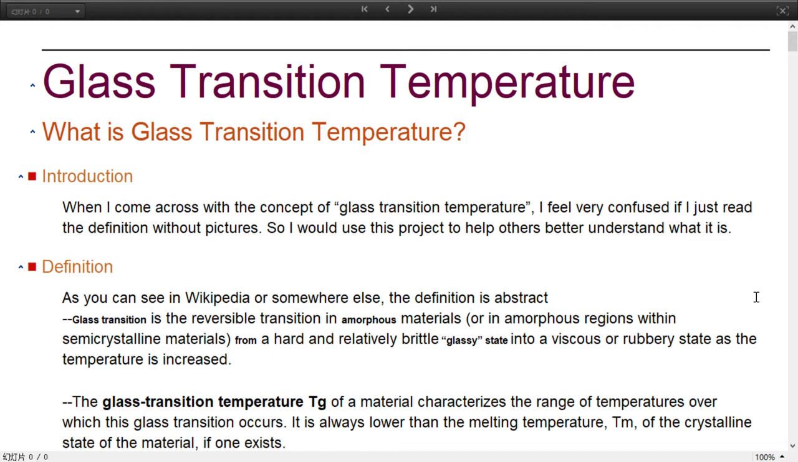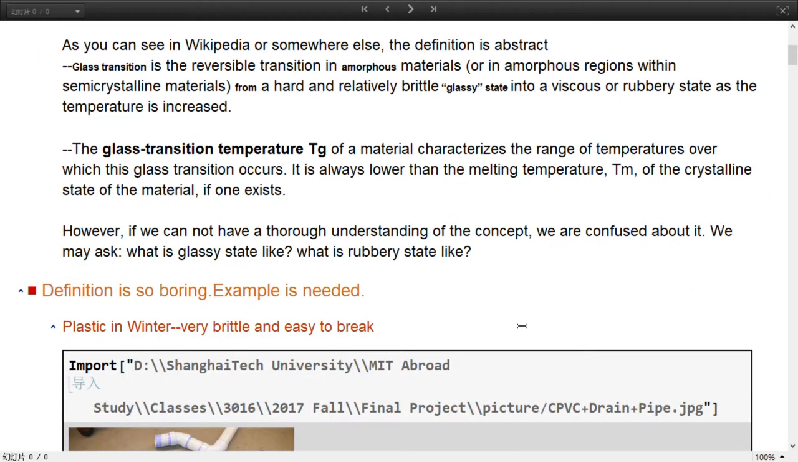Glass transition is a reversible transition in amorphous material from a hard or relatively brittle glassy state into a viscous or rubbery state as the temperature is increased. So from a boring definition, you will not have a thorough understanding of the concept and you will feel very confused about it. We may ask, what is the glassy state like and what is the rubbery state like? Next, I will use examples to show you what the glassy state and the rubbery state are.